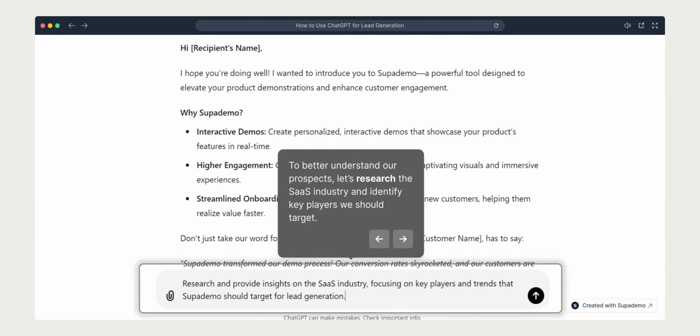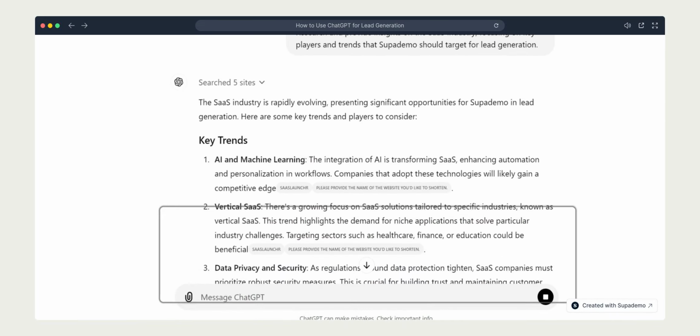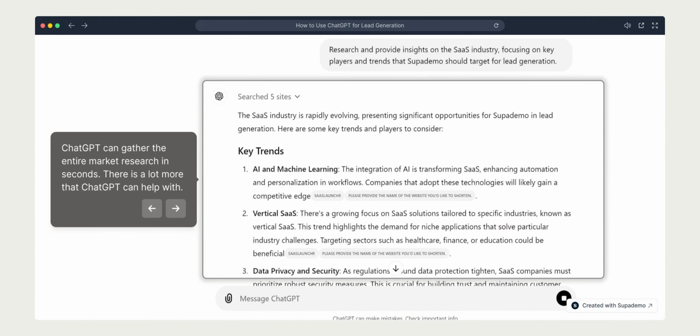To better understand our prospects, let's research the SaaS industry and identify key players we should target. ChatGPT can gather the entire market research in seconds. There is a lot more that ChatGPT can help with.